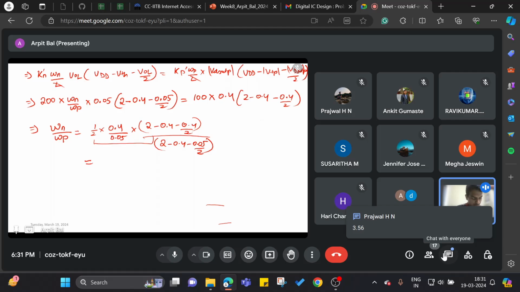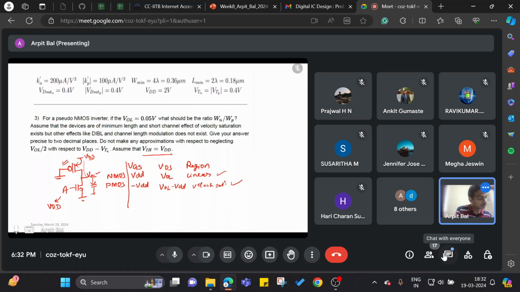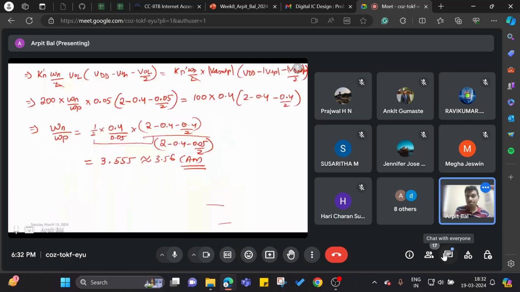Yeah, it is actually 3.56. So the answer is 3.555, that is 3.56. Is everyone clear with this question, or is there any doubt?